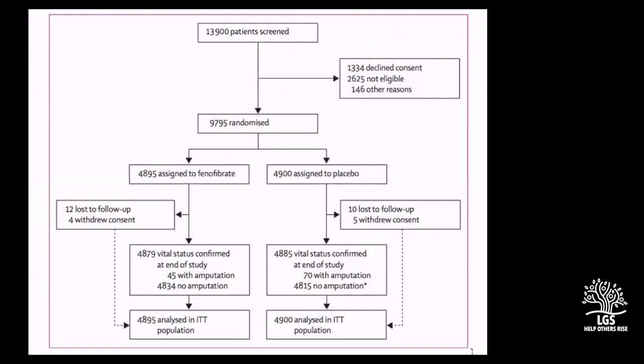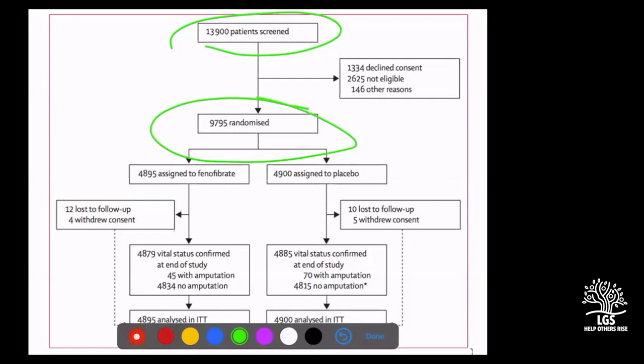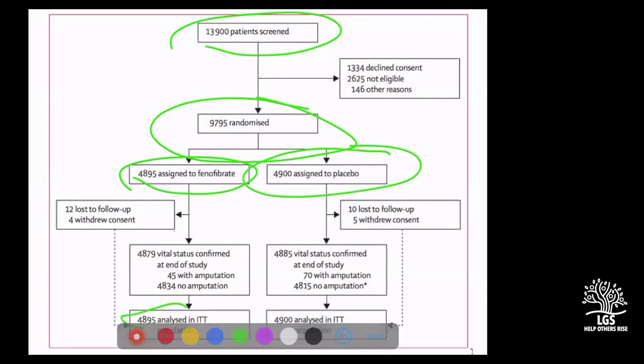All right. Here again, another simple thing where they used fenofibrate in diabetic patients to see whether they could eliminate amputations, or at least minimize amputations. 13,000 patients screened, 4,000 were rejected for criteria, 9,000 something randomized, 4,000 to fenofibrate, 4,900 to placebo, and 4,895 for 900. So the follow-up, these are the kind of studies where follow-up is very good.